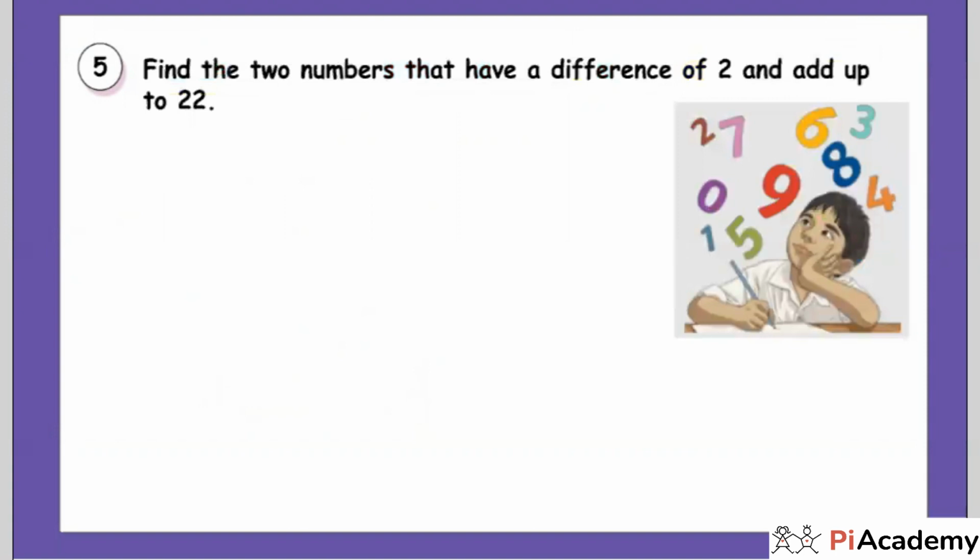Find the two numbers that have the difference of 2 and add up to 22. This question is the same as the last one we have done. So please everyone try to solve this question, and I'm giving you 2 minutes. Or you can take 3 minutes as well, but don't try to solve logically. Logically you can do it, but try to learn the algebra, because this is the lesson for algebra.